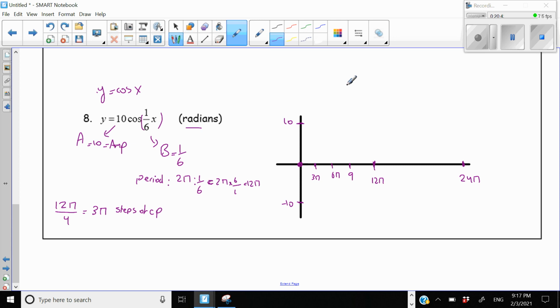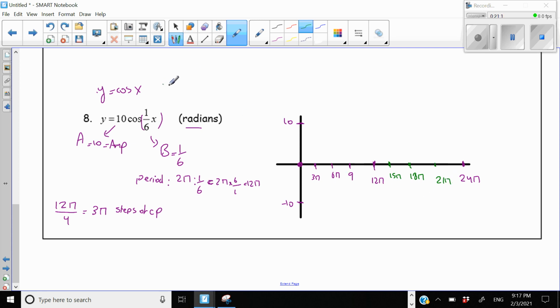The second cycle, let's draw it with another color. 12 pi plus 3 pi will be 15 pi. Another one, plus 3, 18 pi. Another one will be 21 pi. So I found my critical points.